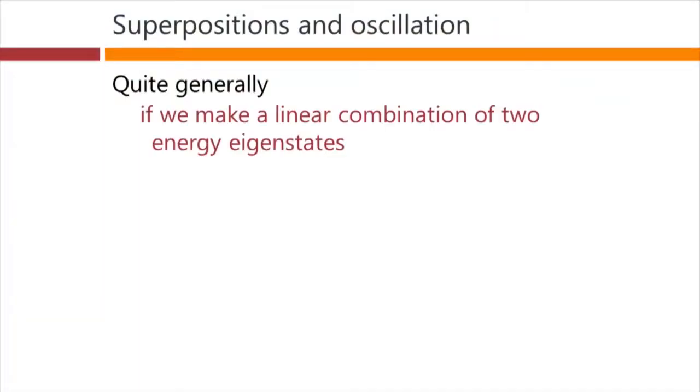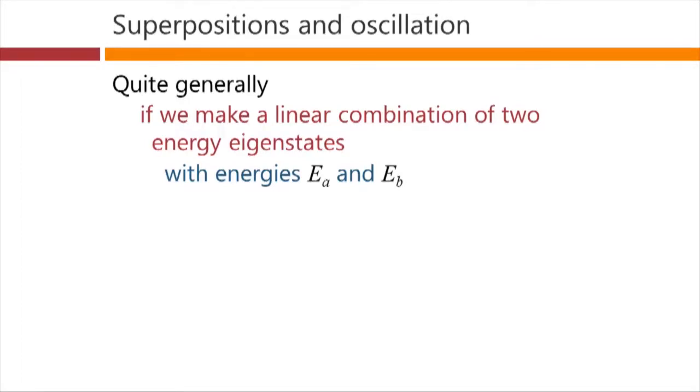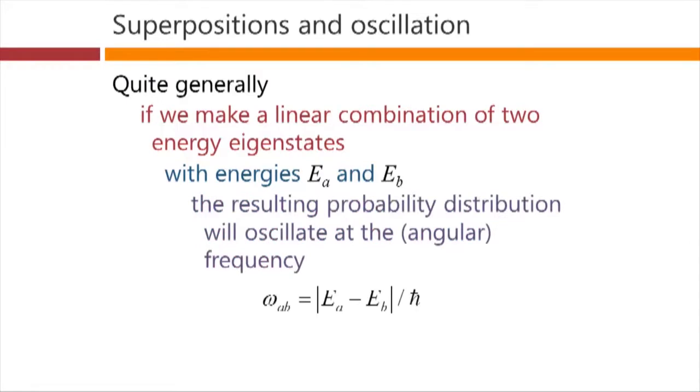Quite generally, if we're looking at superpositions, if we make a linear combination of two energy eigenstates with energies EA and EB here, the resulting probability distribution is going to oscillate at the angular frequency, the modulus of EA minus EB, to get a positive frequency, over h bar. This is the frequency at which the oscillation will take place.